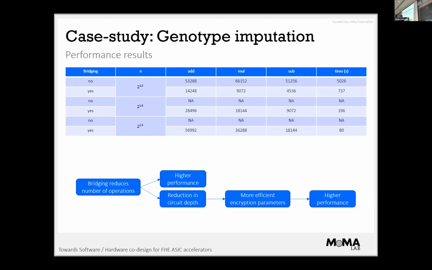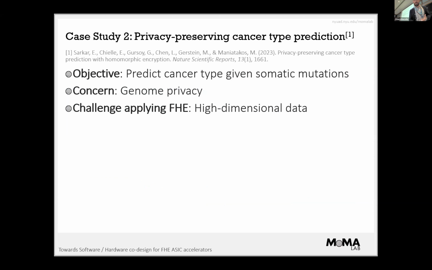And we end up with a final performance improvement, then, going from 5,000 seconds down to 80 seconds, right? Again, two performance improvements. One is the reduction of operations, meaning less computation, so faster. But less computation also means less depth, and less depth means smaller polynomials, so faster as well. So we gain speedup from two factors.